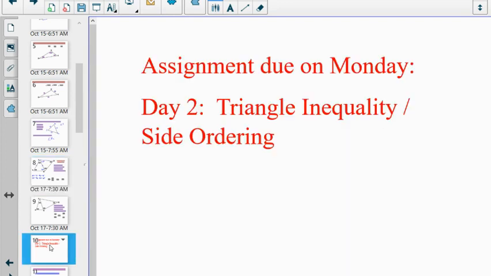And that is it. The assignment that's due on Monday is going to take a look at the triangle inequality that we did in class on Tuesday. If you missed it, go back and take a look at the notes from that. And then also the side ordering that we did today. Good luck on the assignment. Make sure that you work on that. Just do it now. Do it right now.